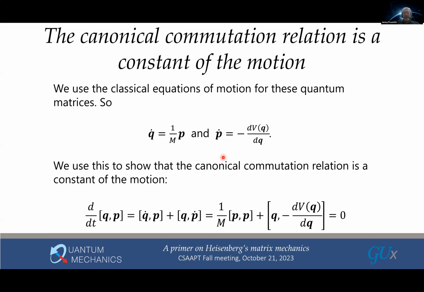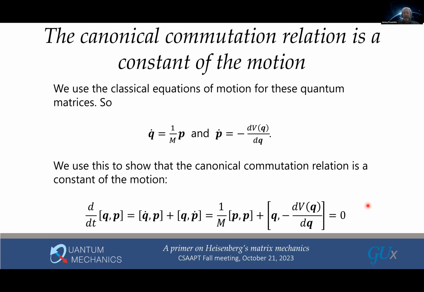Now, if I use these equations of motion, I can replace Q dot by P over M, but of course, P commutes with P because it's just P squared minus P squared. And I can replace the P dot by minus dV of Q dQ, but Q commutes with any function of Q because I can rewrite the function of Q in a power series in Q, and then when I multiply Q from the right or from the left, it's the same thing. So the terms will all cancel and I get 0. So we get from this that the time dependence of this commutator QP is 0.